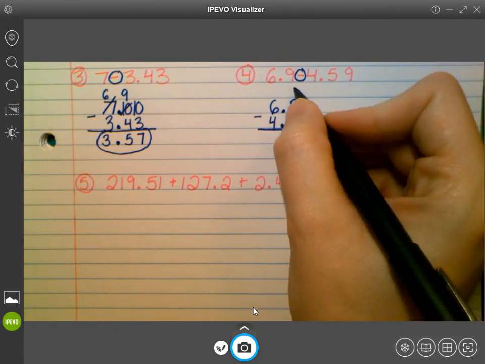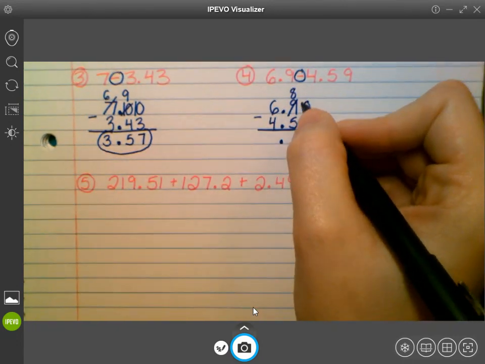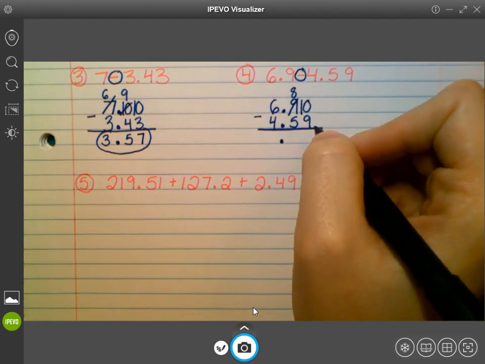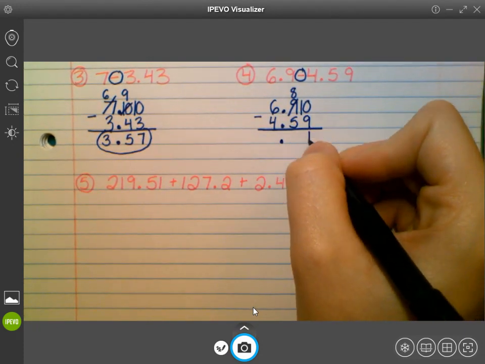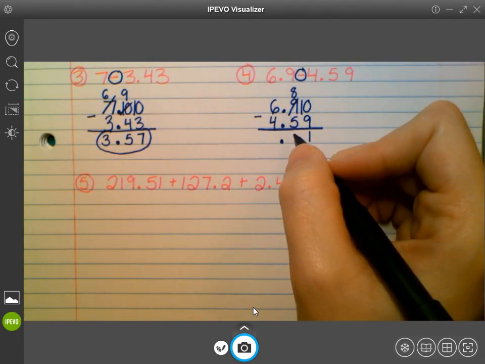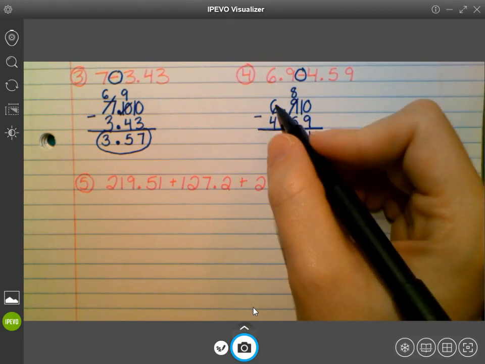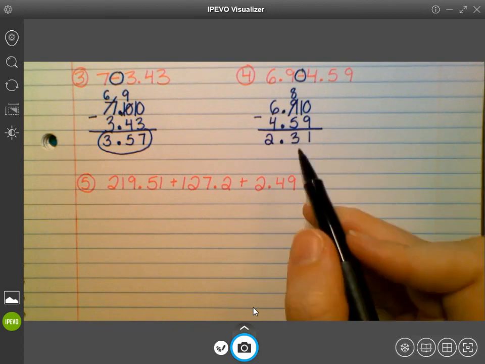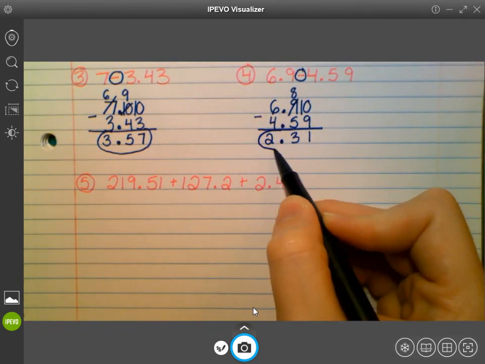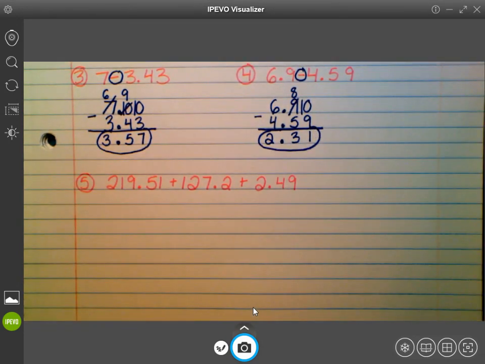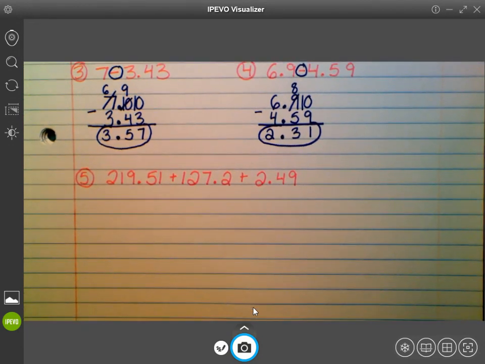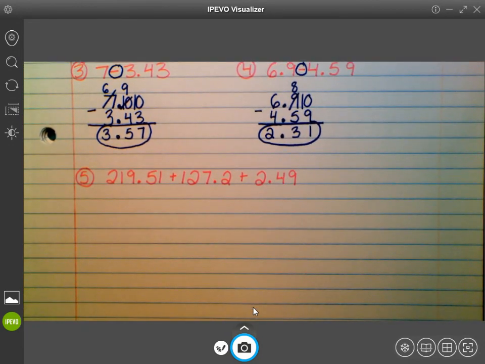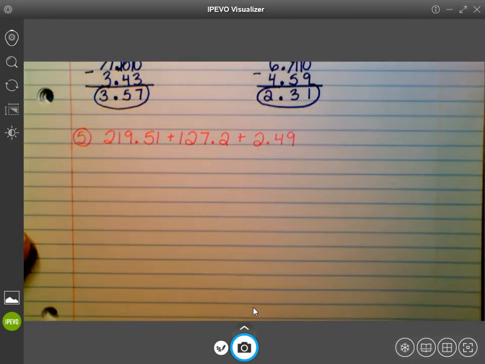9 becomes an 8. Then I can turn this into a 10. 10 minus 9 is what? 1. What's 8 minus 5? 3. And what's 6 minus 4? 2. You're right. 2 and 31 hundredths. How many of you got 2 and 31 hundredths for number 4? Awesome. Good. Now we have the last one.